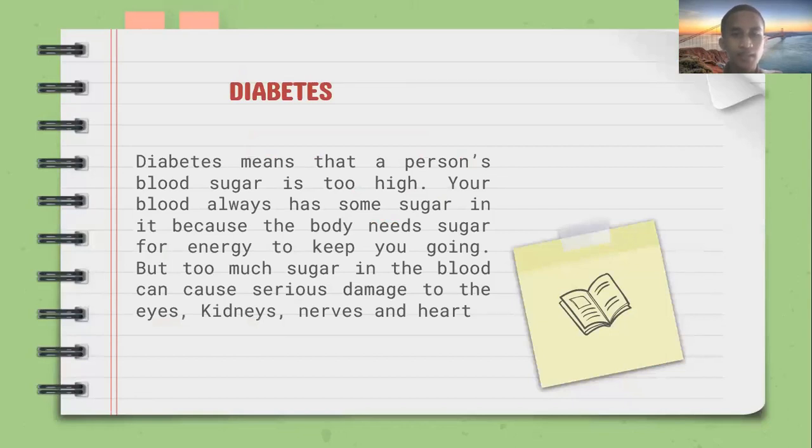Diabetes means that a person's blood sugar is too high. Your blood always has some sugar in it because the body needs sugar for energy to keep you going. But too much sugar in the blood can cause serious damage to the eyes, kidneys, nerves, and heart.